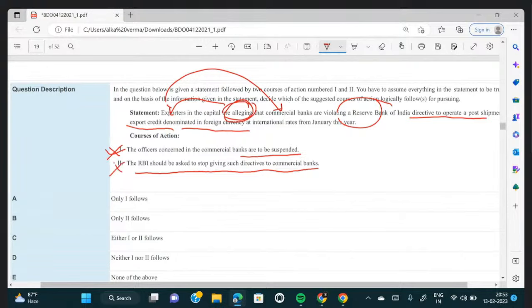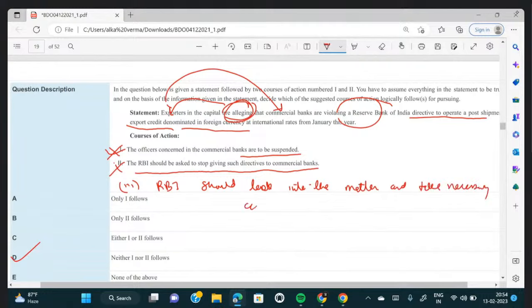So both are wrong. In that case, the options follow because none of the action is right. So basically, you have to find the action. Suppose if third action was that RBI should look into the matter and take necessary action required, then this will be your right one.